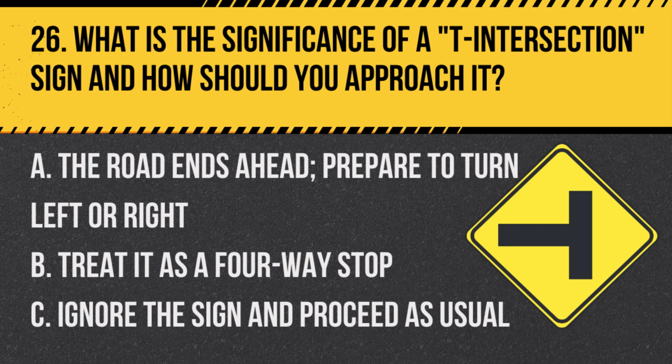A. The road ends ahead. Prepare to turn left or right. B. Treat it as a four-way stop. C. Ignore the sign and proceed as usual. Answer. A. The road ends ahead. Prepare to turn left or right. At a T intersection, the through road ends, requiring a turn.